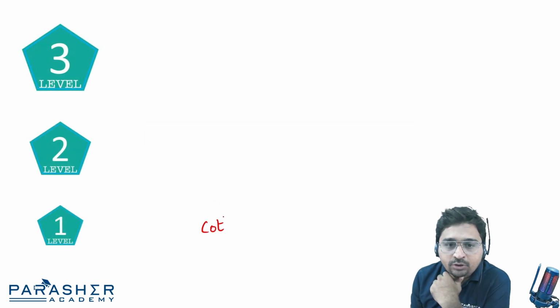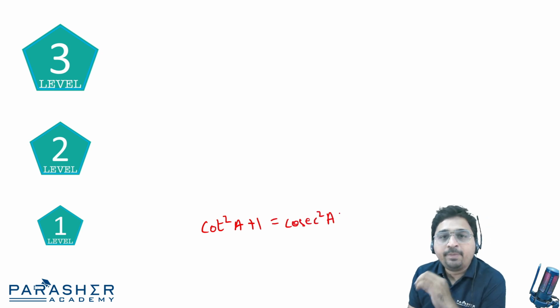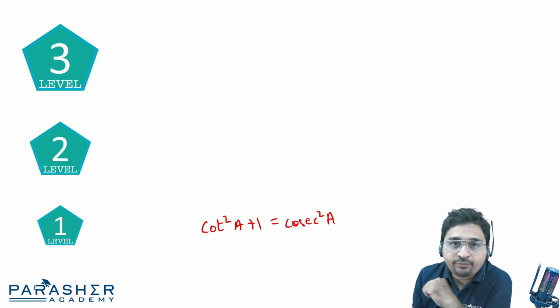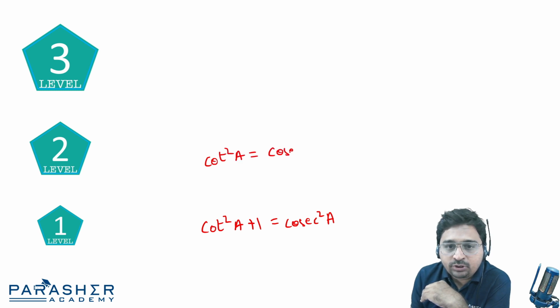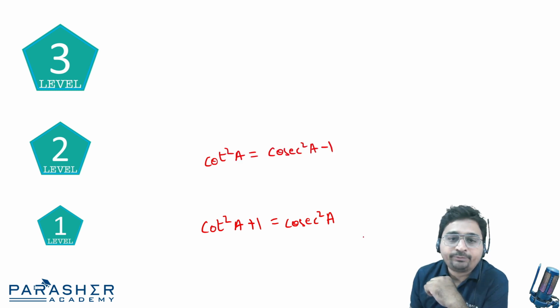Remembering that cot square a plus 1 is cosecant square a. Just being familiar with it. But is this enough? Might not be. So we need to upgrade to the next level where we say if I take 1 to the other side, I'm going to get cot square a is equal to cosecant square a minus 1.